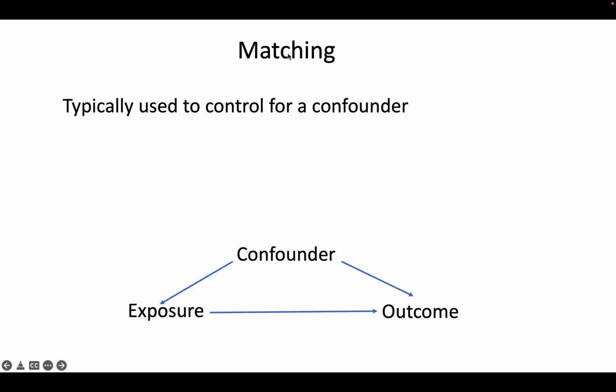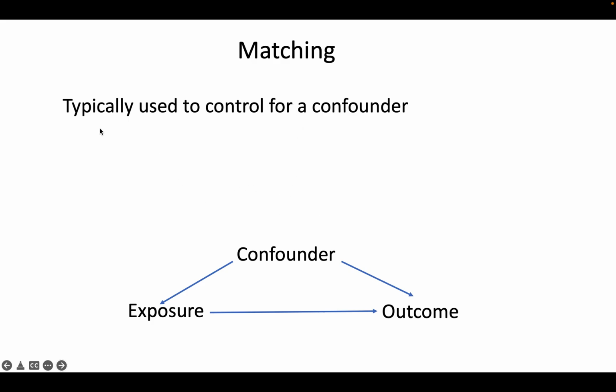This video is going to give an overview of matching, and it's mostly going to be in the context of case controls, but it's also going to touch on matching in cohort studies and randomized control trials. So when we match, it's typically to control for a confounder.